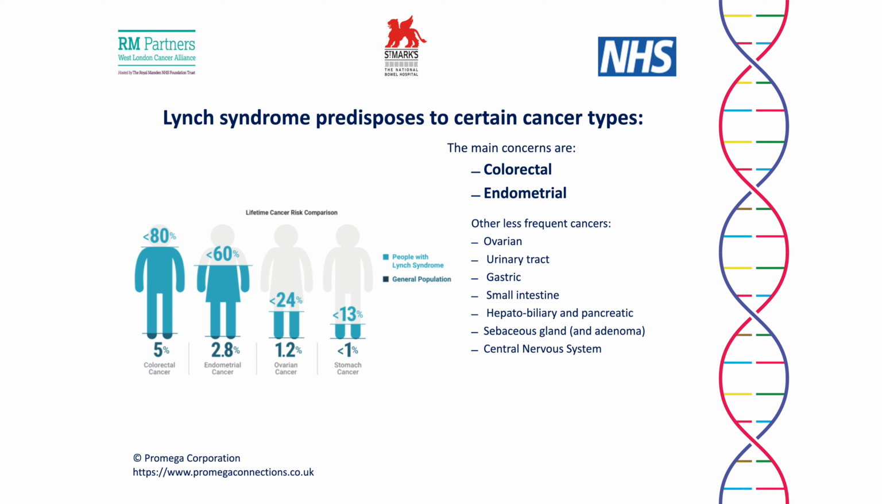People living with Lynch syndrome have a significantly higher risk of developing cancer. The main concerns are colorectal and endometrial cancers. They are also at risk of developing cancer in other sites, although less frequently. These other cancers include ovarian cancer, urinary tract cancer, gastric cancer, small intestine cancer, hepatobiliary and pancreatic cancer, sebaceous gland cancer and adenomas, and central nervous system tumours.